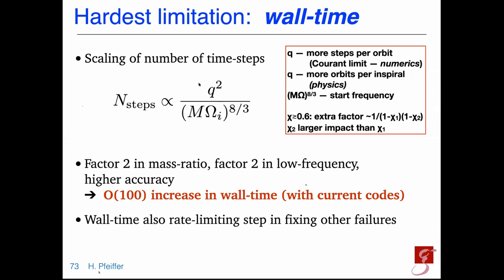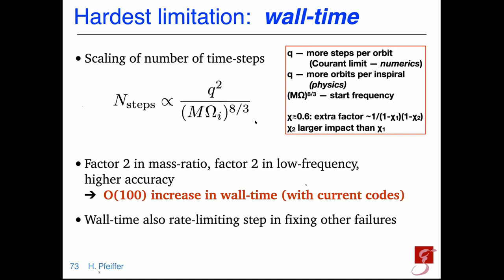One power of the mass ratio comes from the Courant limit: the smaller the little black hole gets, the smaller time steps you must take. Another power of Q comes from the physics, that with higher mass ratios, the system does more orbits of in-spiral per frequency interval. And the number of time steps and the cost also goes up with the initial frequency of your simulation.